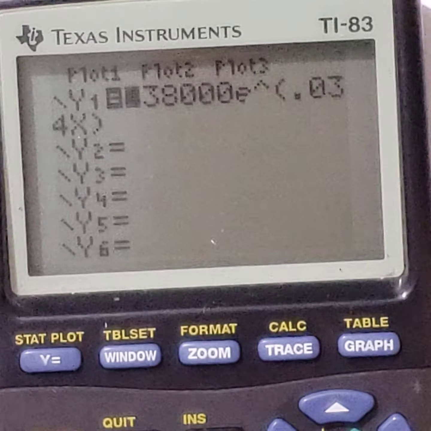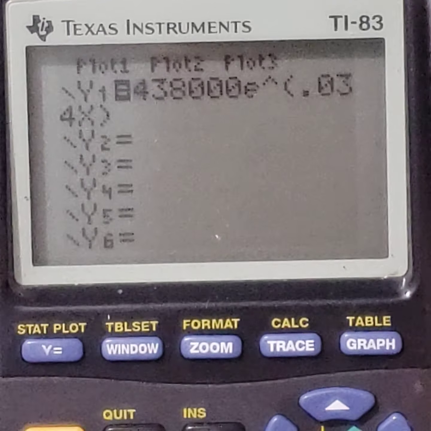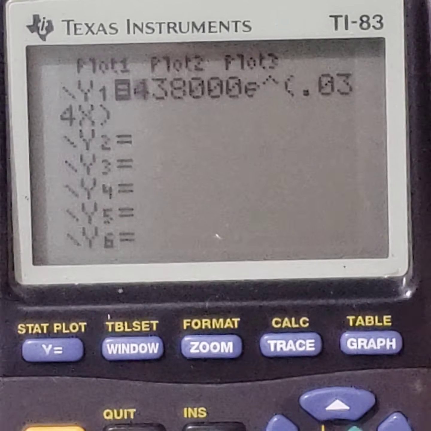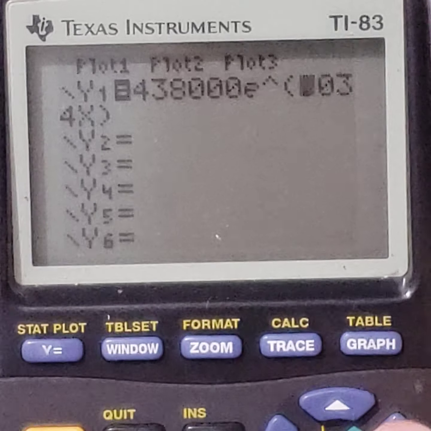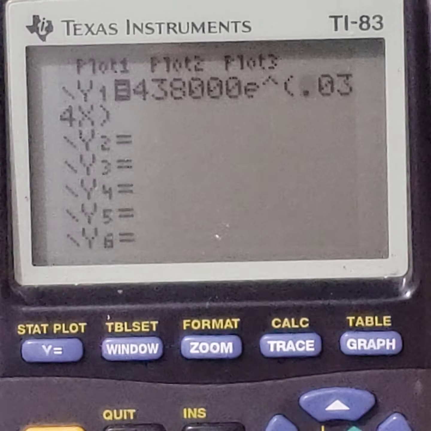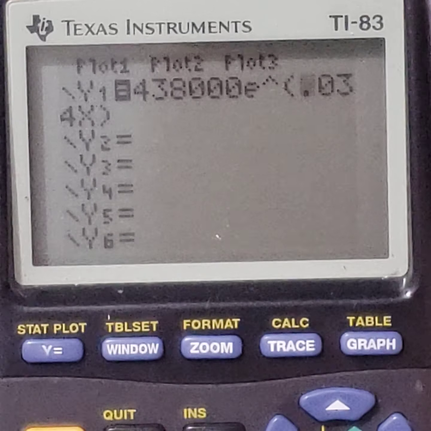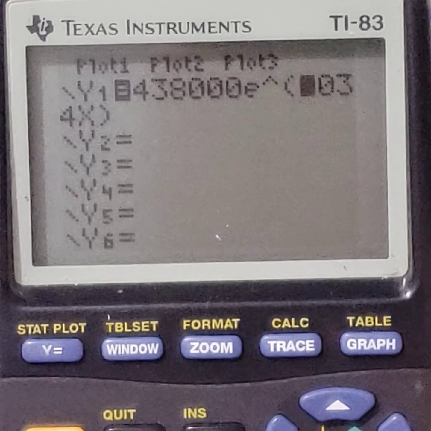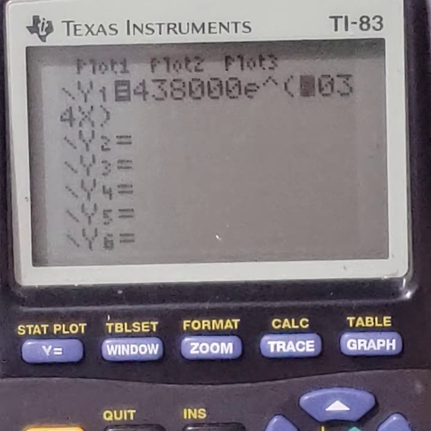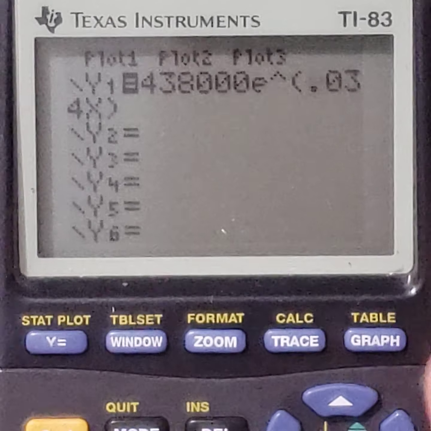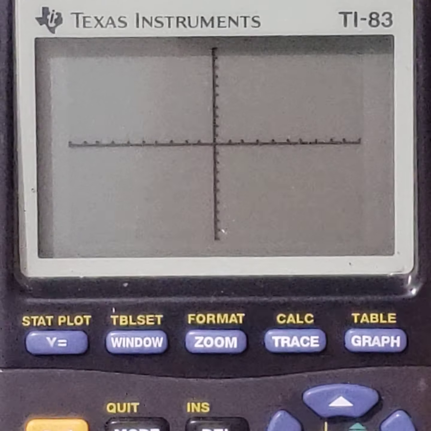The population in 2014 was 438,000, so we've got that for our coefficient up front, times e to the, and make sure to put this part in parentheses or it will not work. You've got 0.034, that's the decimal representation for 3.4%, times x, which will be the number of years. As always, we go to graph and we get nothing at all useful.